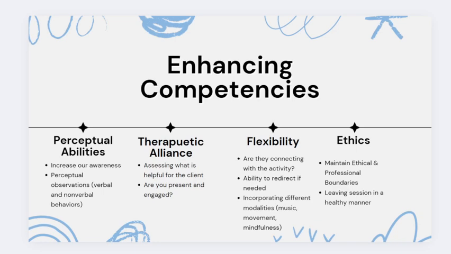Finally, we want to talk about how we can enhance our competency. While we may not be trained in art therapy, there are still some ways that we can implement it in an ethical manner. Overall, we want to increase our perceptual abilities. We want to be aware of the client and their experience and observe whether they're verbally responding or not verbally responding to this activity. If they are shut down and feel uncomfortable, we want to take note of that and move forward in an appropriate way. We also want to make sure that the therapeutic alliance is strengthened throughout the process.